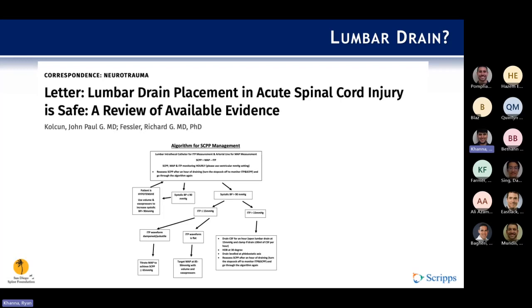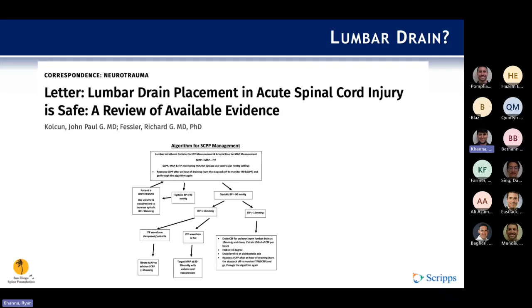On the bottom, I have an algorithm that one of my colleagues at the University of Toronto is using in a study called CASPER. They're putting in lumbar drains for all these patients with spinal cord injuries, and based on the intrathecal pressure, they are either draining to decrease it if it's greater than 15 millimeters of mercury, or if it's low, they're targeting MAPs based on this new spinal cord perfusion pressure.